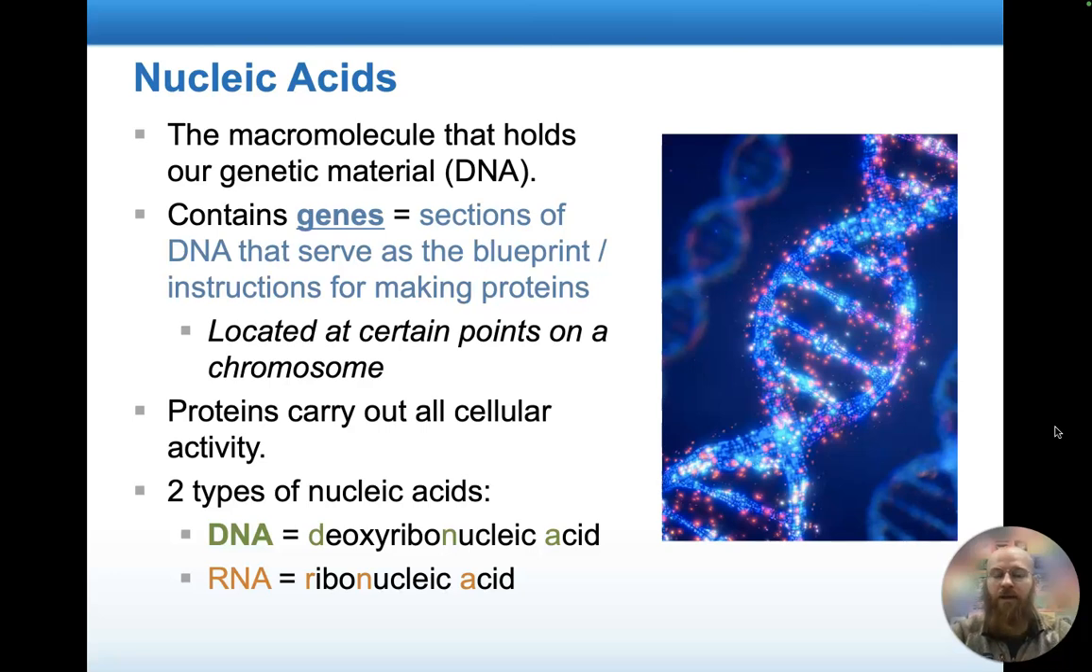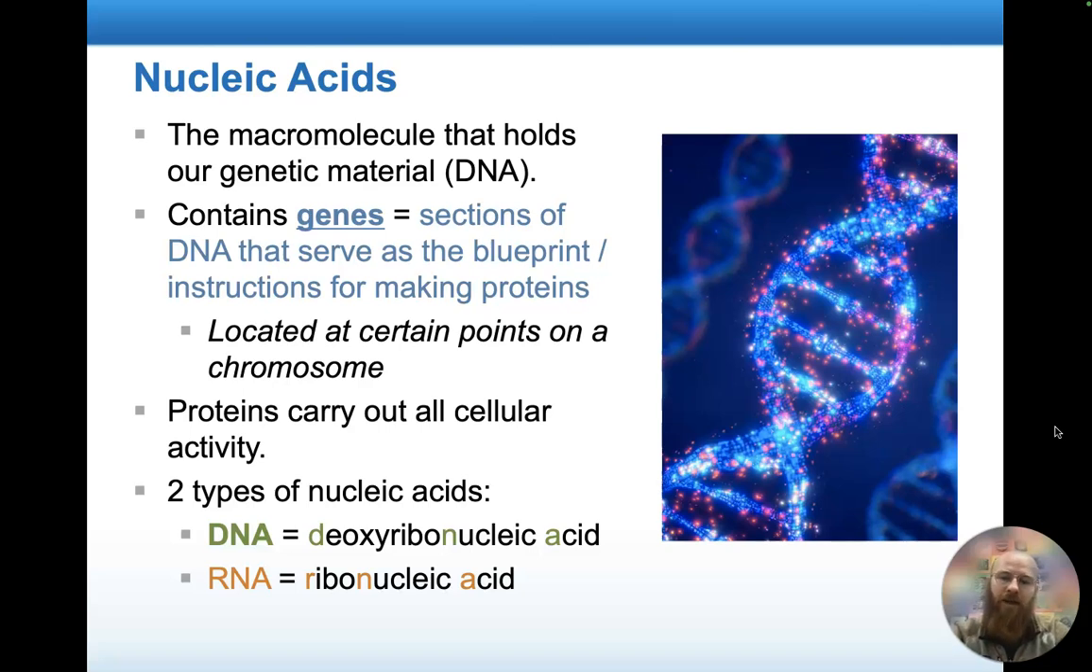So every protein that we have in our body, all of which have functional roles, structural roles in the body, all of those are basically coded for by sections of your DNA called genes. And these are located at certain points along each of your chromosomes. So proteins are what ultimately will carry out all the cellular activity in your body. They're what give us our traits. You are a combination of your proteins, just as you are a combination of your traits.